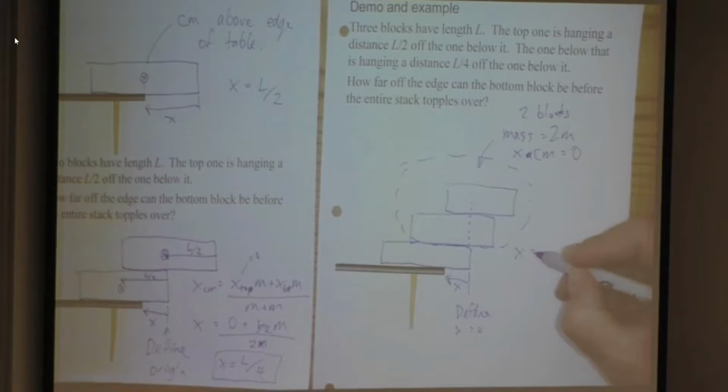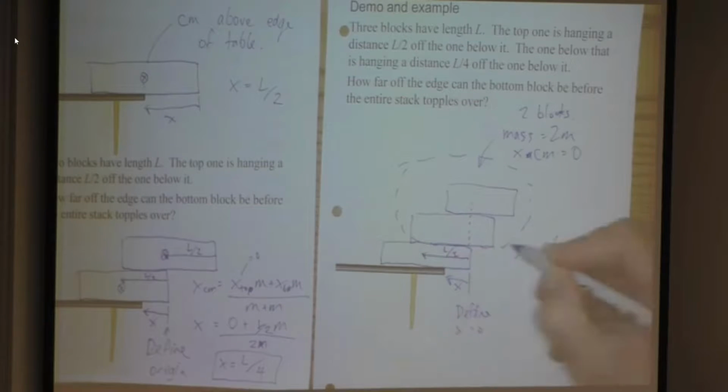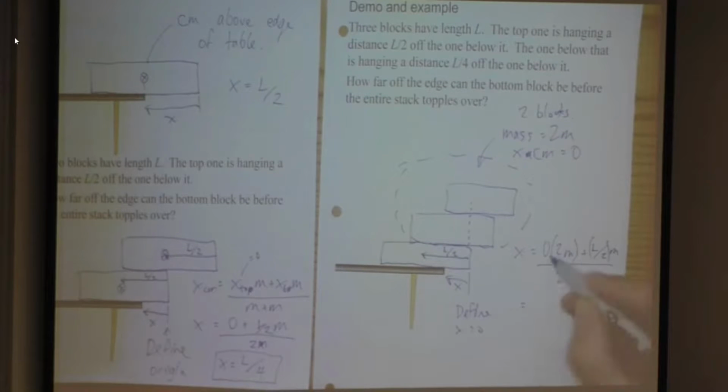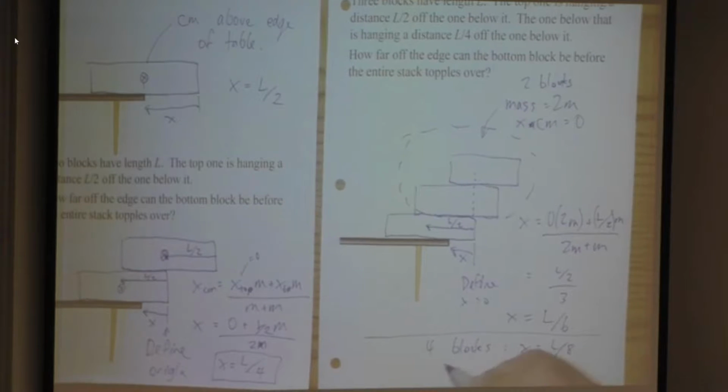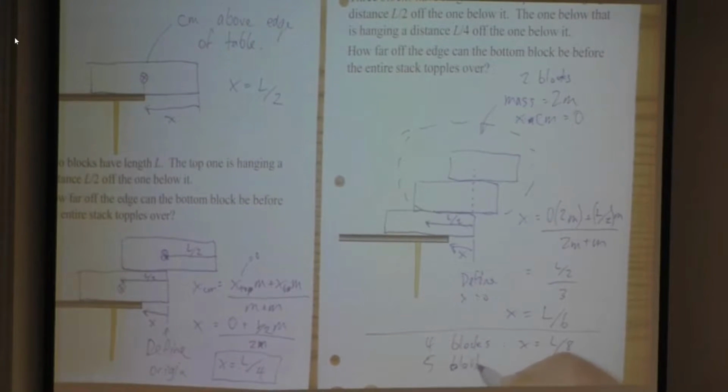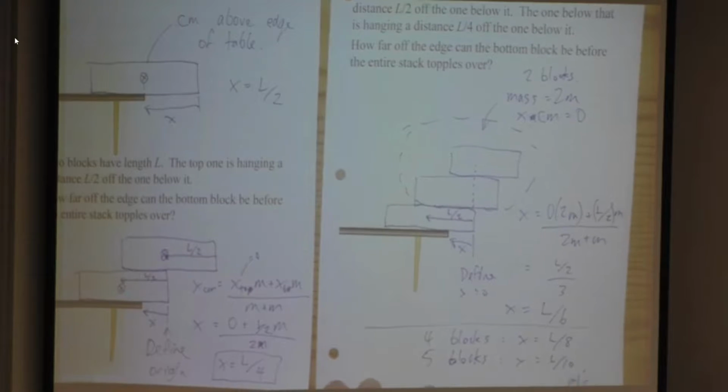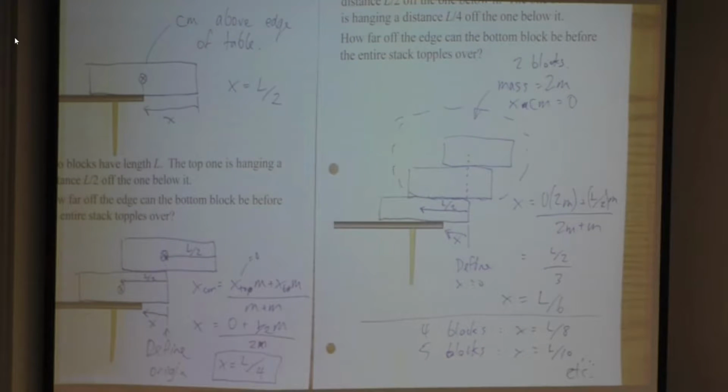So you get x is equal to 0 times 2m plus L over 2. This one is over here at L over 2. Divided by 2m plus m, and this is times m. And this is 0, so you get L over 2, m's cancel, divided by 3, and you get x is equal to L over 6. And same thing, if you use 4 blocks, you get x is equal to L over 8. 5 blocks, you get x is equal to L over 10, etc. Just kind of a cool thing.